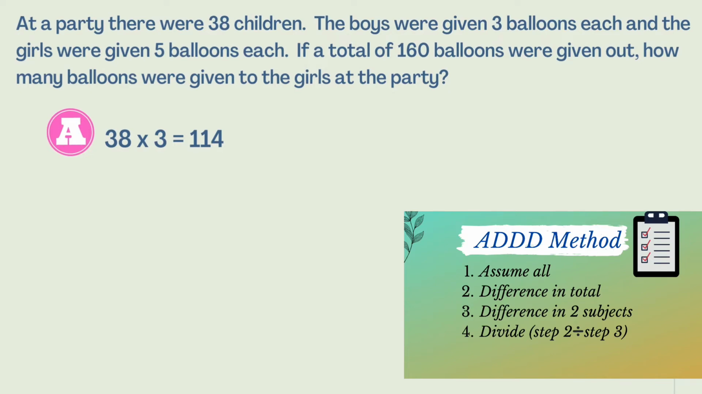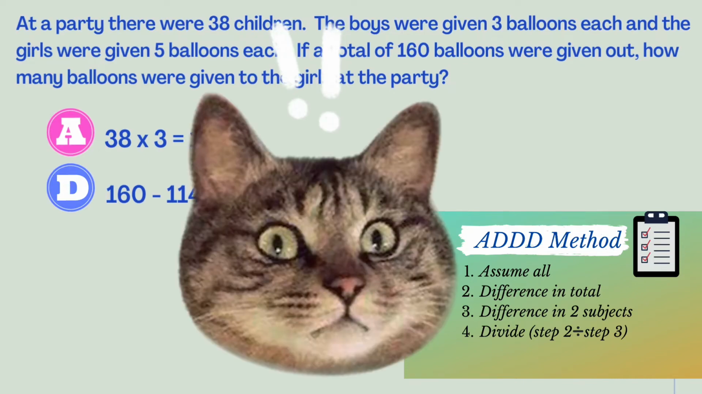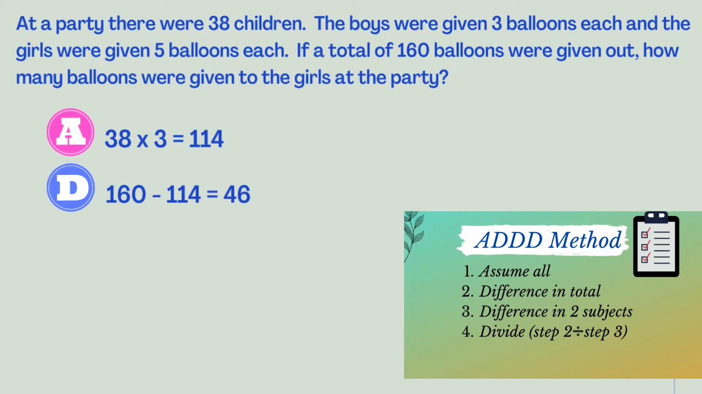Okay, step 2. We need to find the difference in total. Our guess based on step 1 is 114. But according to the question, they gave out 160 balloons. So the difference is 160 minus 114, which is 46. Step 3. What is the difference between the two subjects? Mrs. Lim, boy and girl each has 2 legs only. There's no difference. Huh? Well, this step is referring to the different number of balloons each received. Each girl received 5 balloons, while each boy received 3 balloons. So the difference is 2.